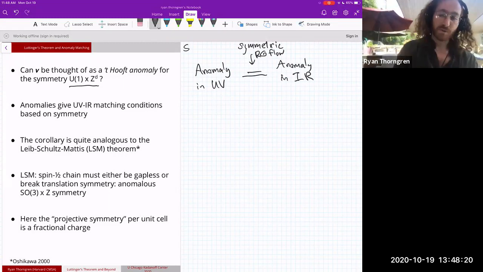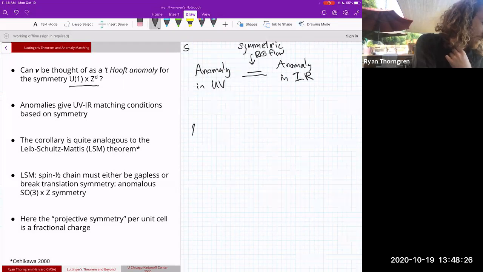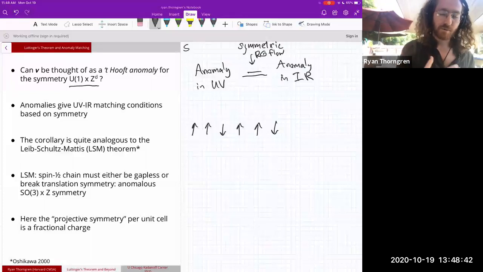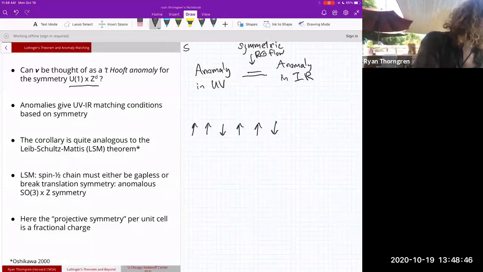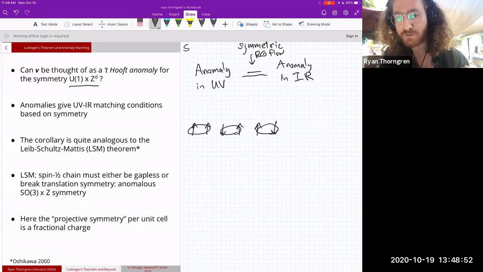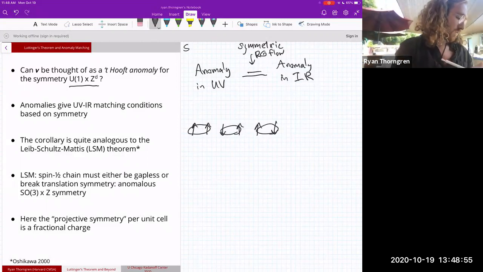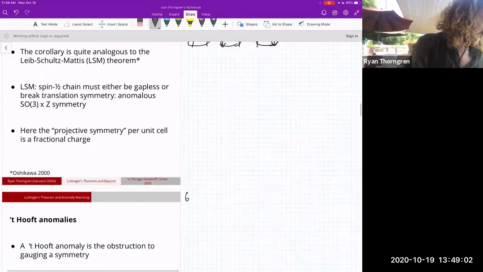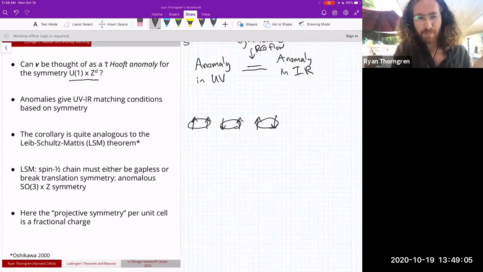And now, to remind you what the Lieb-Schultz-Mattis theorem is, this tells us that for a spin 1/2 chain, so just some one-dimensional lattice where each site has a spin 1/2, so long as the Hamiltonian preserves spin rotation and translation symmetry, the ground state is either gapless or it has some spontaneous symmetry breaking. In this case, translation symmetry can break, for instance, by spontaneously forming singlet dimers. So this LSM theorem has been understood in terms of an anomaly, and I'll get to that.